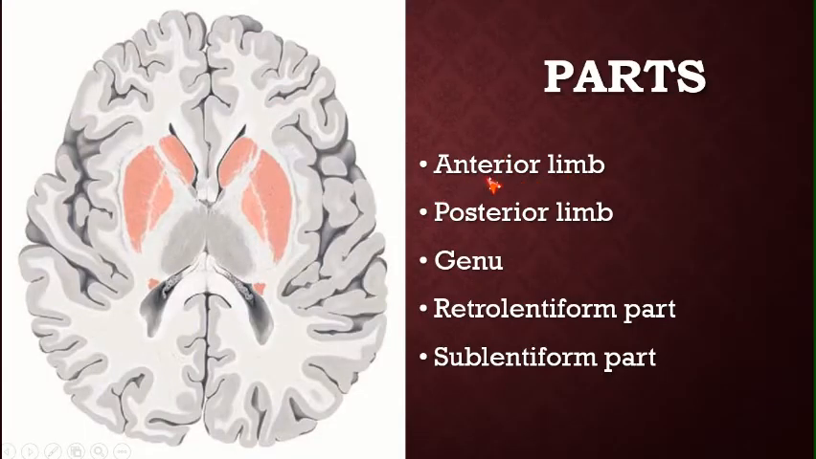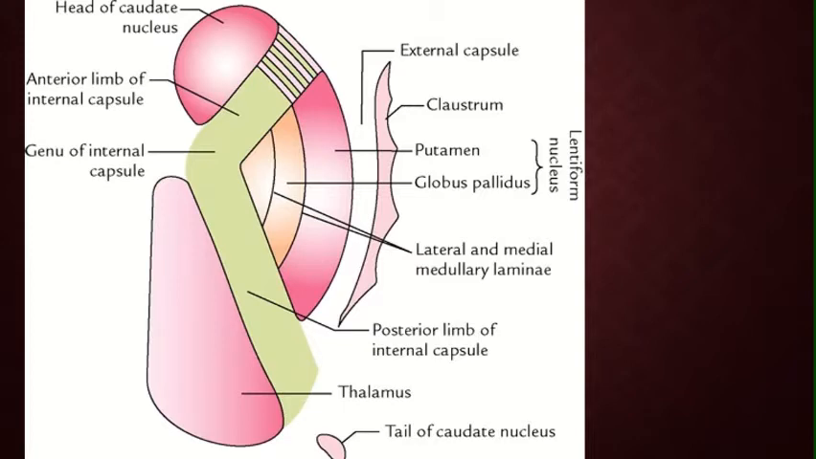The parts of the internal capsule are the anterior limb, posterior limb, genu, then the retrolentiform part and the sublentiform part. Simply remember: anterior limb, posterior limb, genu, retrolentiform part, sublentiform part. Five parts, very easy to remember. So let us dive into the anterior limb. What fibers are present in this anterior limb?